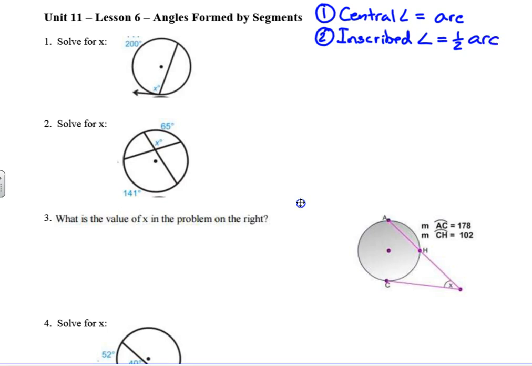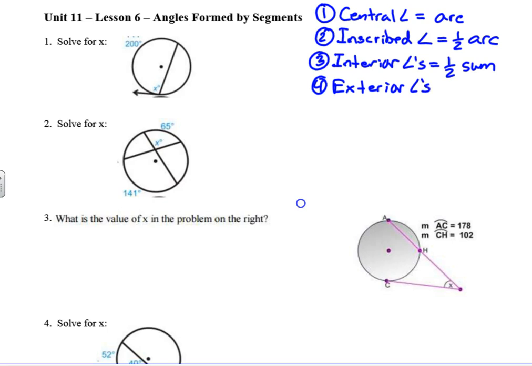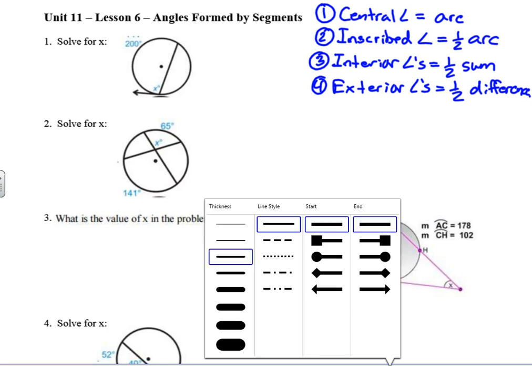Today we're going to add interior angles. Interior angles are half the sum of the two arcs, and then we're going to look at exterior angles. Exterior angles are half the difference of those two arcs. So those are the four types of angles, and you'll notice that three of them we're taking half. The only time we're not taking half is when it's a central angle. Okay, so let me walk through this.